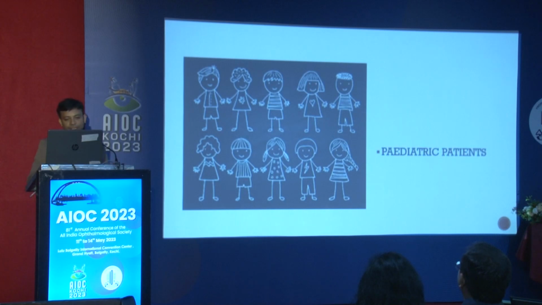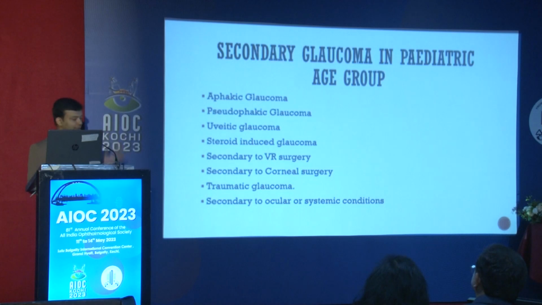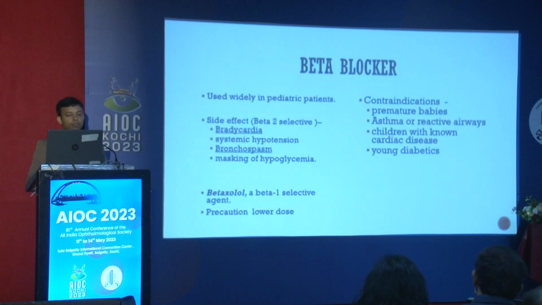Coming to the pediatric patients, there are two major groups of glaucomas, the primary glaucomas and the secondary glaucomas. The main treatment of primary glaucomas is surgical, so we just give the medicines for buying some time, but the main treatment is surgical, so we are not worried about that. But for secondary glaucoma, there is a group of secondary glaucoma which can happen in the pediatric age group, and the main treatment is medical.